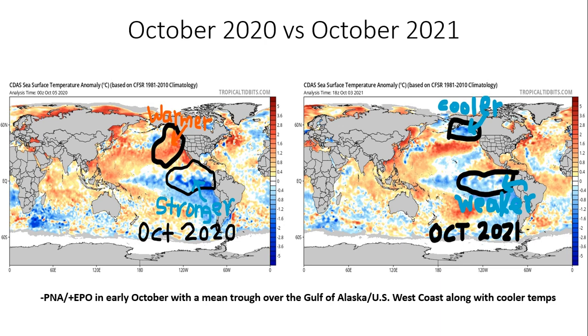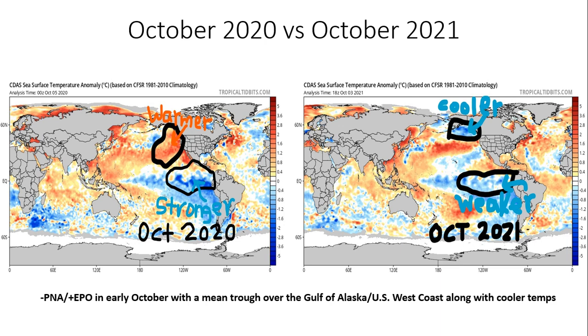And notice the cooler than normal water in the Gulf of Alaska. You also notice that the La Nina conditions are a little bit weaker as of right now compared to last year at the same time. We generally have a negative Pacific North American pattern with that trough in the western United States, and the positive EPO, where we have an area of low pressure that's fairly persistent in the Gulf of Alaska, and higher pressure to the south over or near the Hawaiian Islands.